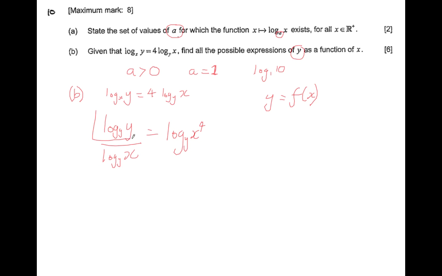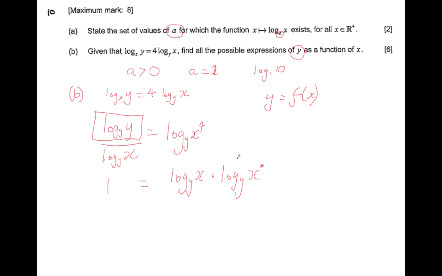Now the good news is that log to the base y of y is just 1, and then we're going to come up here and multiply. So this is 1 here, and this is log to the base y of x, times log to the base y of x. Now the x to the power of 4 here is actually no good to me, because there's no logarithm rule to combine logs if we're multiplying. If we're adding, no problem.